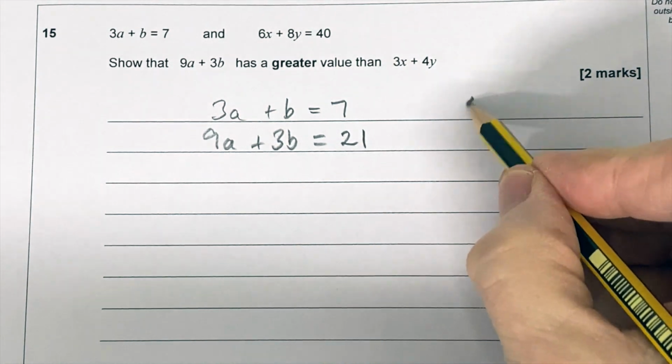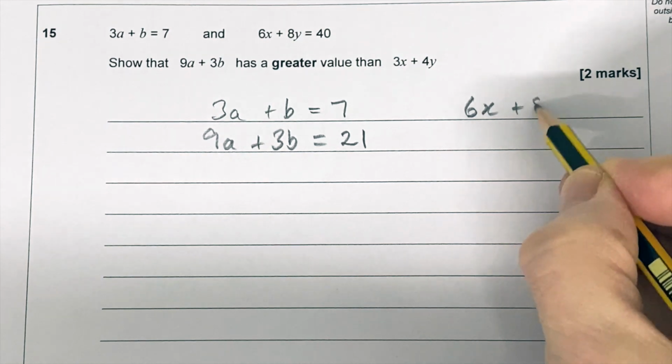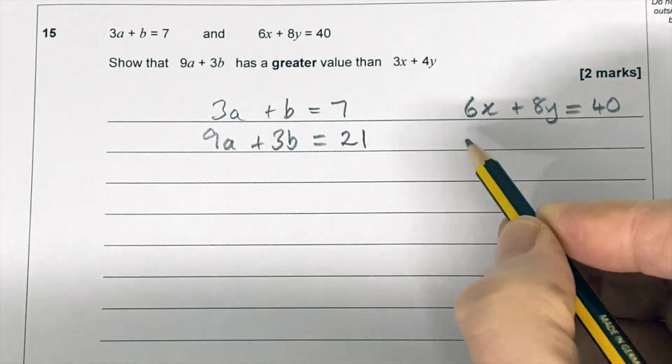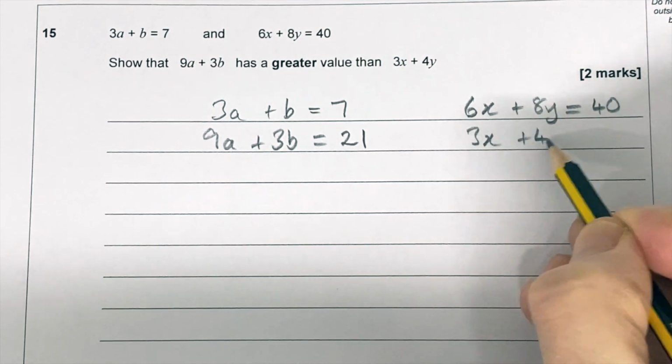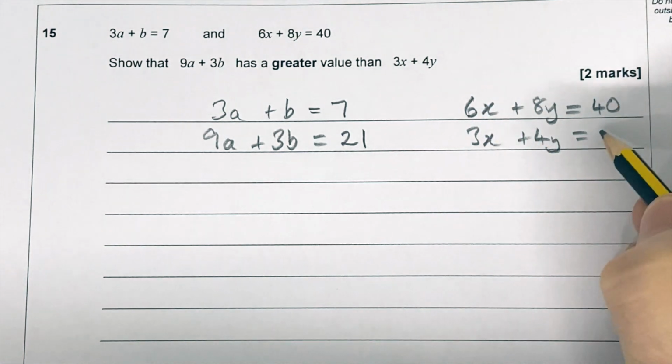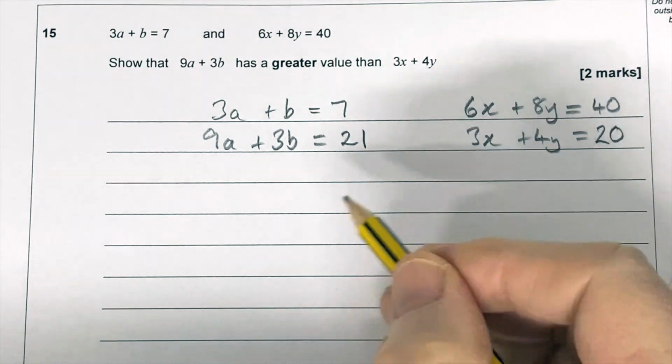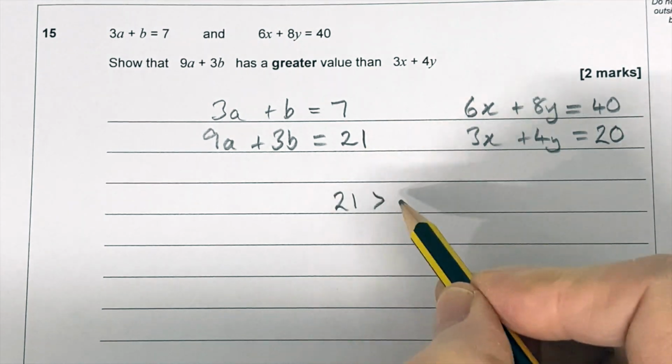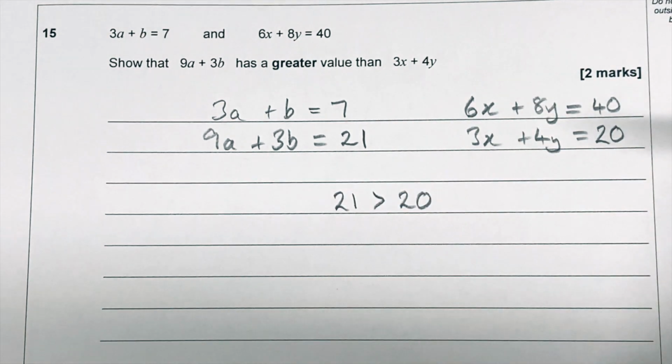Let's look at the other one. 6x plus 8y equals 40, but we want 3x plus 4y, and you can see that both of those have been halved, so that has to be halved. So that's 20, so 21 is greater than 20.